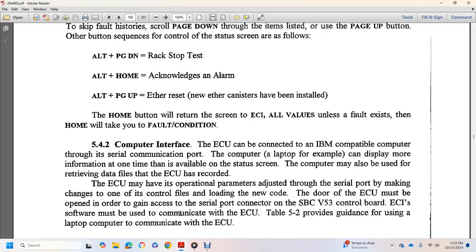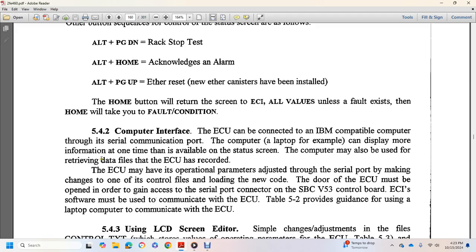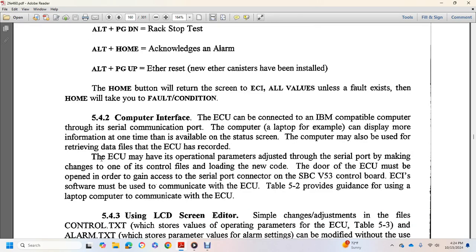5.4.2 Computer interface. The engine control unit connects with an IBM compatible computer through the serial communication port of the computer, such as a laptop. Example information can be displayed one time and is available on the status screen of the computer. It may also retrieve the data file from the engine control unit. The engine control unit may have its operating parameters adjusted through the serial port, making changes to one of the control files or loading new code. The door over the engine control unit may be opened in order to gain access to the serial port connected to the SBC V53 control board. Engine ECI software must be able to communicate with the engine control unit. Table 5.2 provides guidance for using a laptop communicating with the engine control unit.